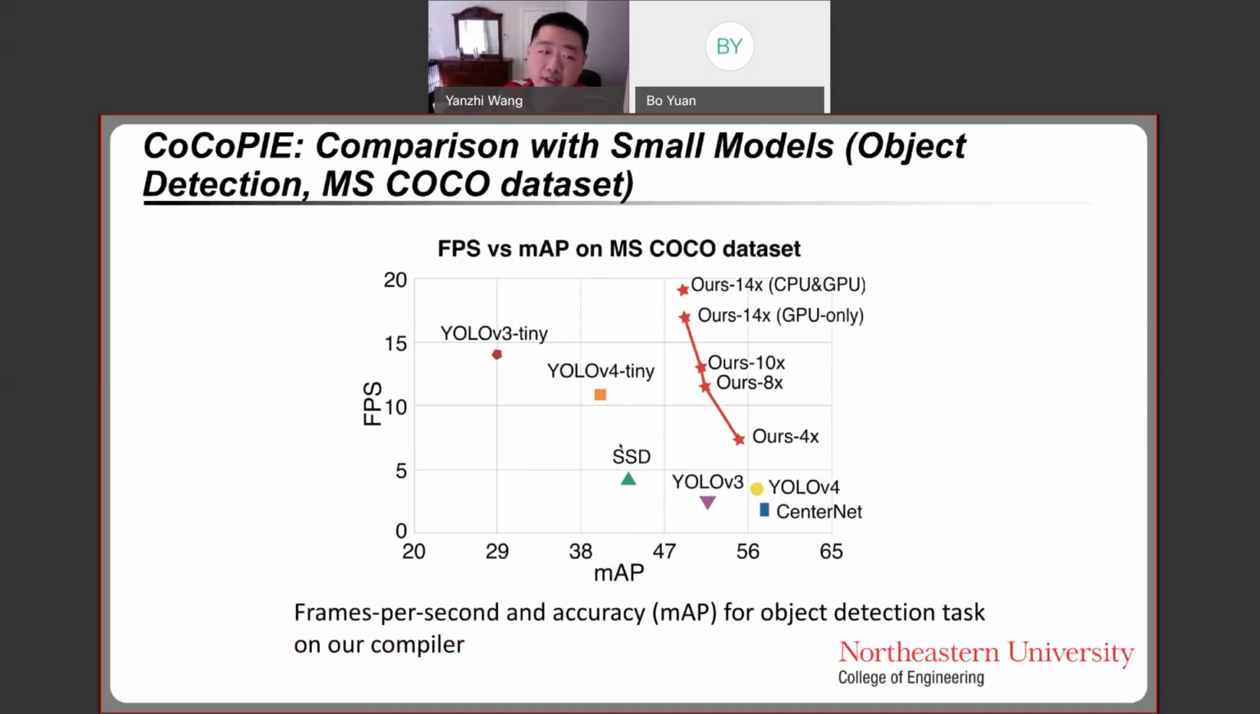And here are the results we got from the YOLO-based detection on the Microsoft COCO dataset. We can see all of these are based on our compiler, because we are faster than the others. And we support general sparsity.